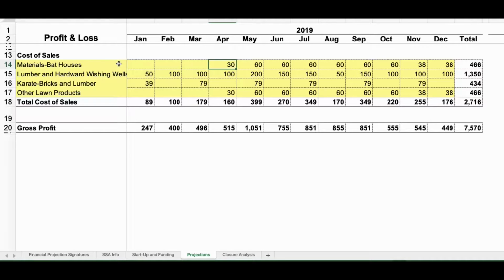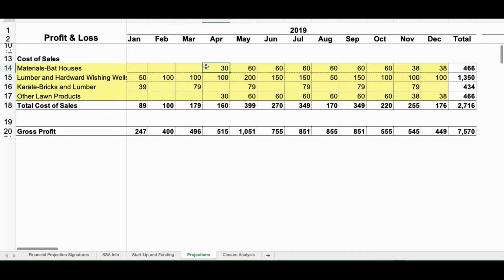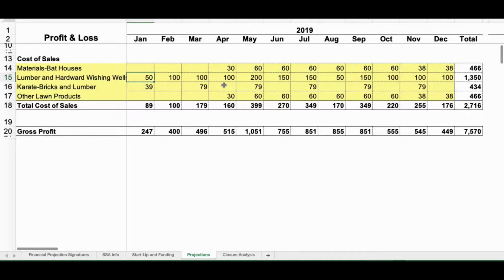If you look at how the numbers play out for the bat houses, he's projecting $30 of raw materials for every $100 that he sells. For the wishing wells, it's going to be $50 of raw materials for every $250 that he sells. So again, you can see how there's this very interrelated relationship between the cost of production and the sales. And that's what this gross profit line is trying to get at.